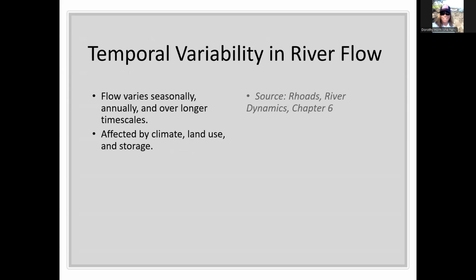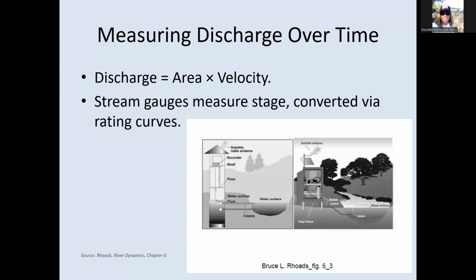And then you have to think about the seasonality changes, right? So obviously we have the wetter months and the drier months. And then how is climate changing and what does the land use look like? How much storage do we have? Are there any diversions? Things like that. So when we're measuring this discharge, you have to do it over time. So discharge equals area times velocity.